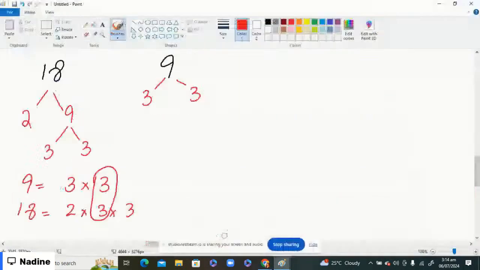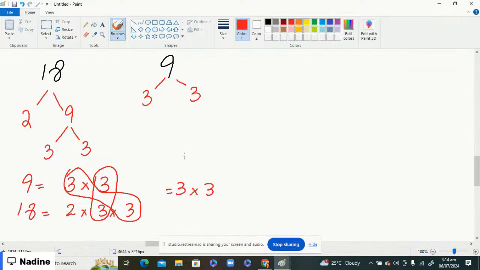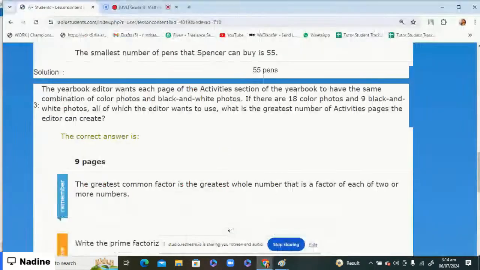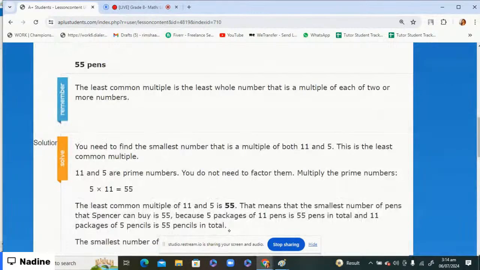Is there only one 3 common? This 3 is also common. That's why, look at here. So what is the greatest common factor? 3 times 3, a pair. So this is the greatest common factor, that is 9. Okay. Now let's do the test questions.